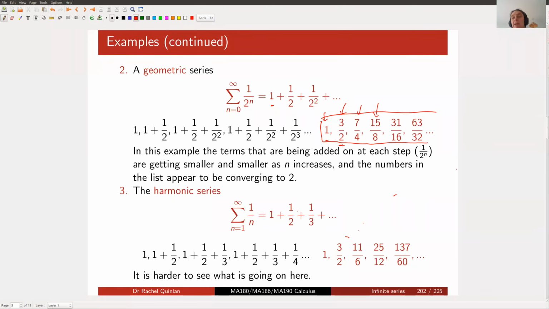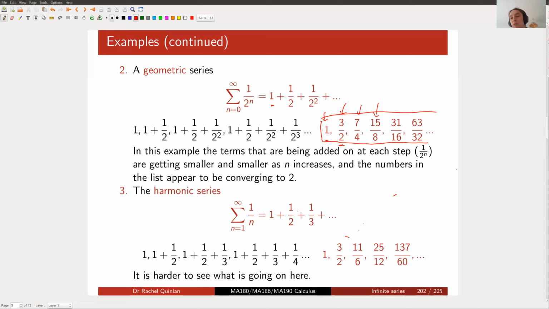And here, looking at those numbers, even if we're just looking at it in a kind of casual way, we can see, oh yeah, they're not flying off to infinity like the last ones were. They seem to be behaving in a kind of controlled way. And we've got 3 over 2, 7 over 4, that's nearly 2. It's just 1 quarter short of 2. 15 over 8 is nearly 2. It's just 1/8 short of 2. 31 over 16, it's just 1/16 short of 2, and so on.